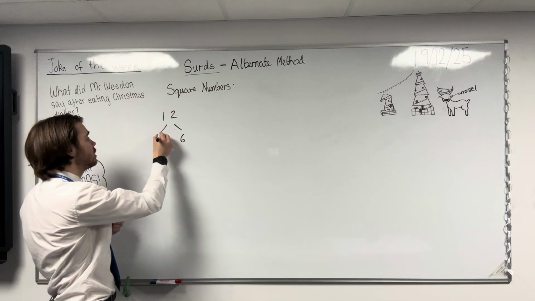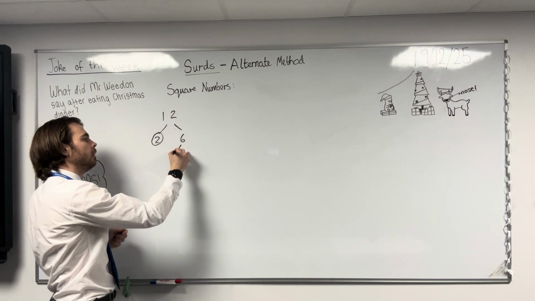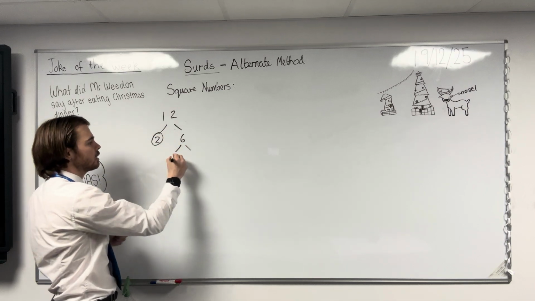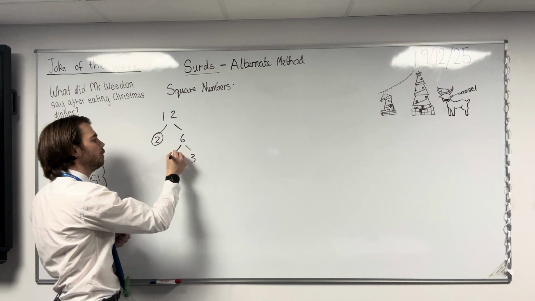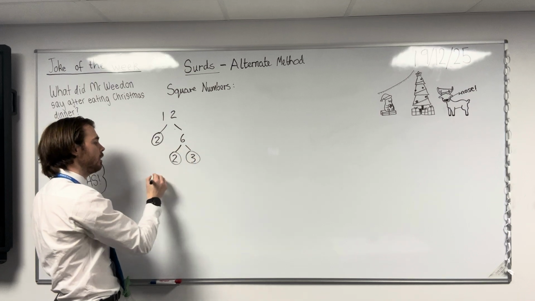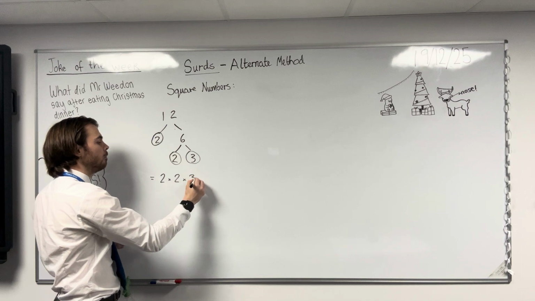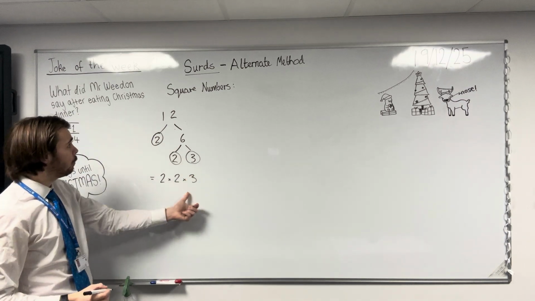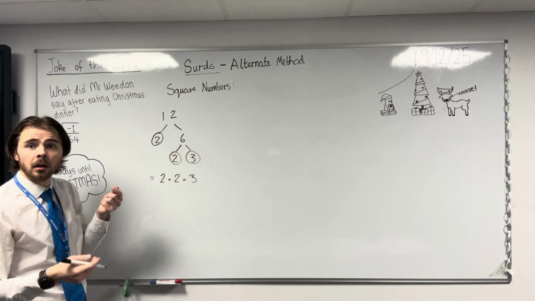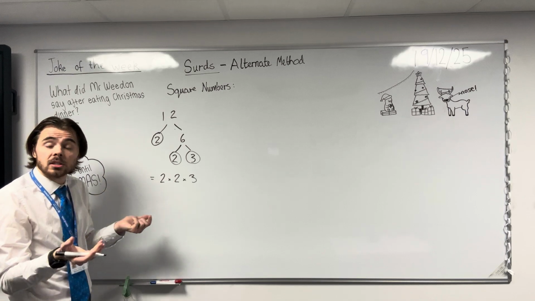And then we circle the prime number. Then we break down 6. We get 2 and 3. And we circle these two here. And we can rewrite 12 as a multiplication of all its primes like this. Well, what we're going to do is treat the 12 like it's a surd.